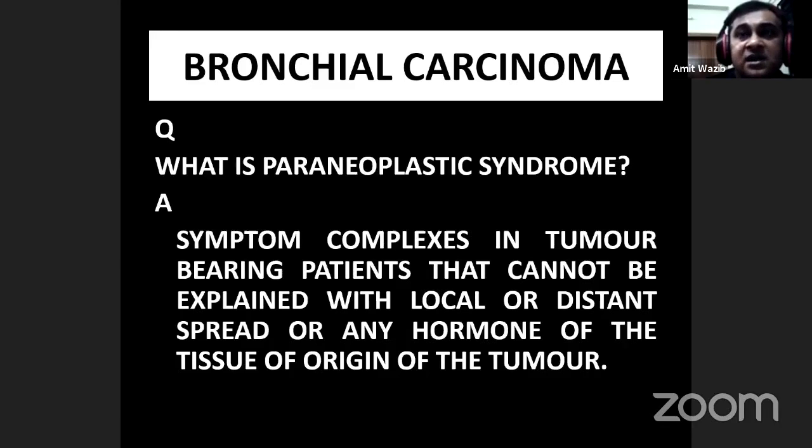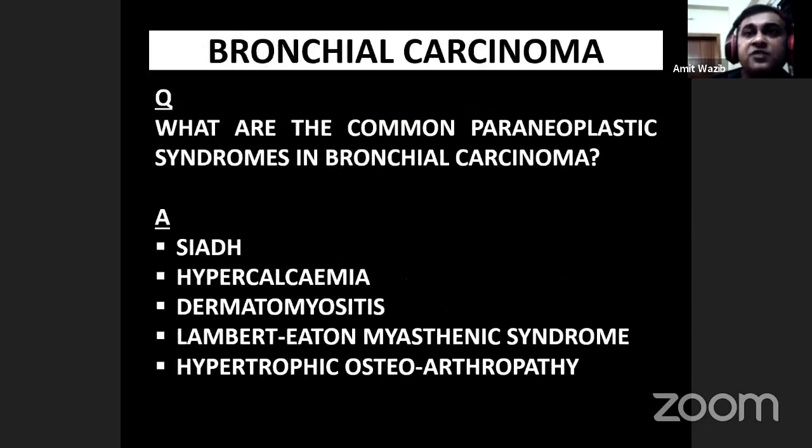So basically, there will be some symptoms which cannot be explained by the direct structural damage by the tumor, that is invasion or metastasis, or by any hormonal activity which the tumor-originating cell secretes. So these are paraneoplastic syndromes. The common paraneoplastic syndromes in bronchial carcinoma are endocrine ones, and the most common two are syndrome of inappropriate ADH secretion that causes hyponatremia, and hypercalcemia.